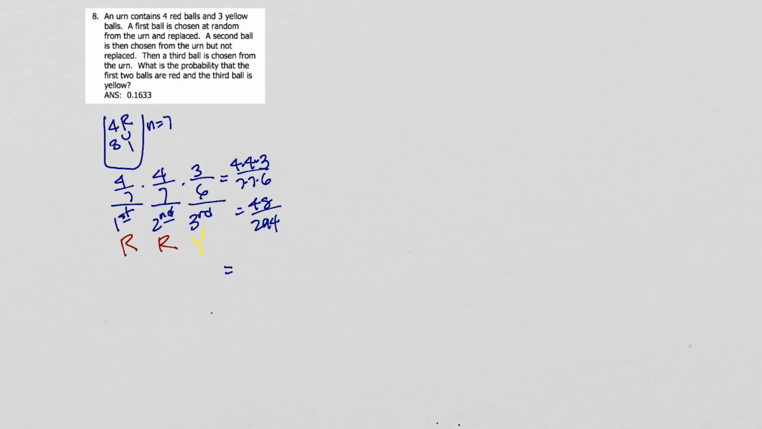So if we convert that to a decimal, we're going to get 48 divided by 294. And I'm getting 0.1633 if I round it off. So what that tells us, if we were to do this experiment over and over and over again, is that about 16% of the time we're going to get this event, red, red, yellow.